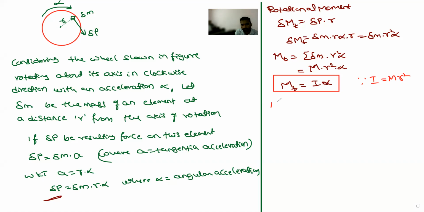So take a small note. MT is equal to I times alpha, and F is equal to what? M times A. Okay, what is the difference? Here it is angular acceleration, here it is linear acceleration. Linear acceleration multiplied by mass will give force. This is multiplied by the mass moment of inertia. It will give rotating moment.